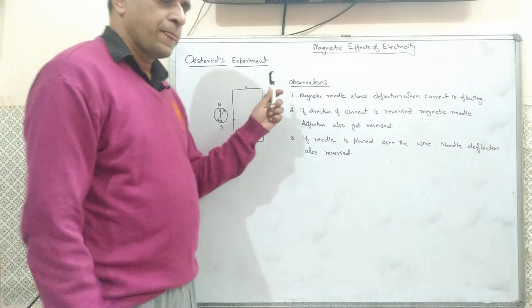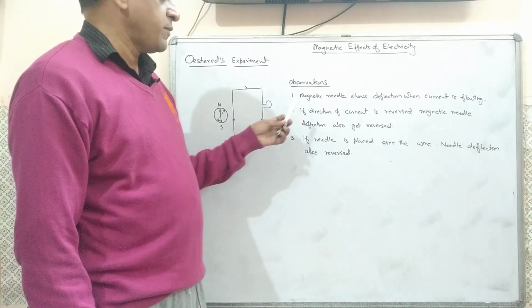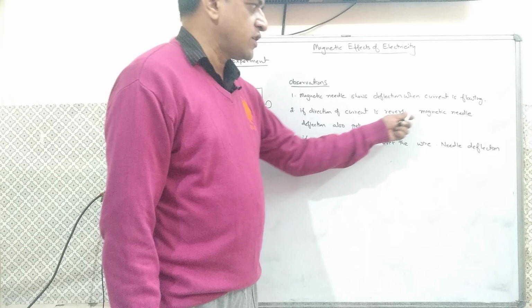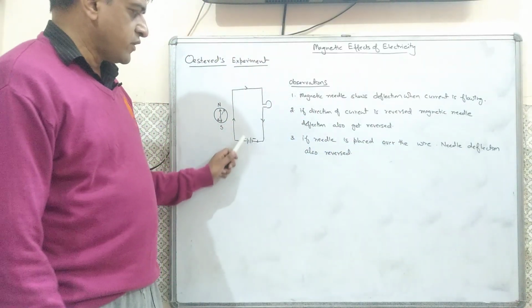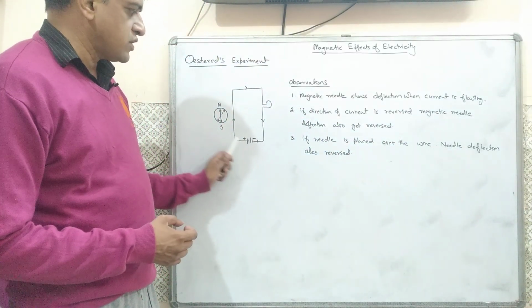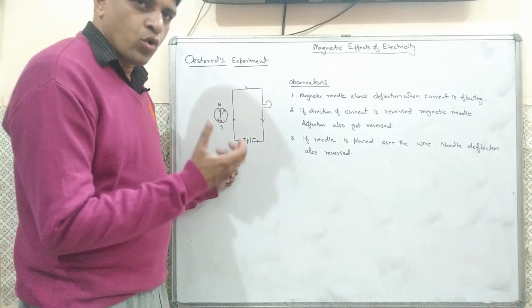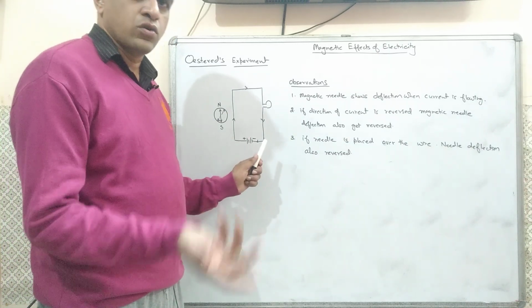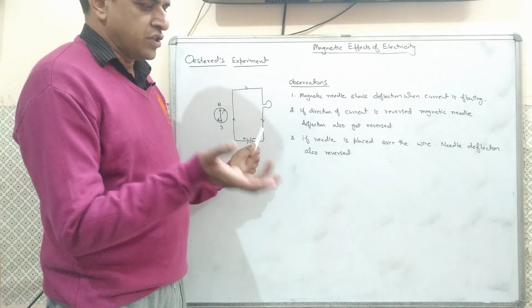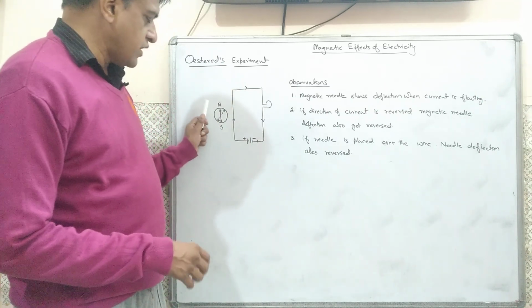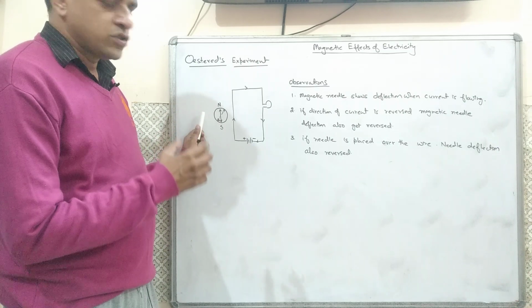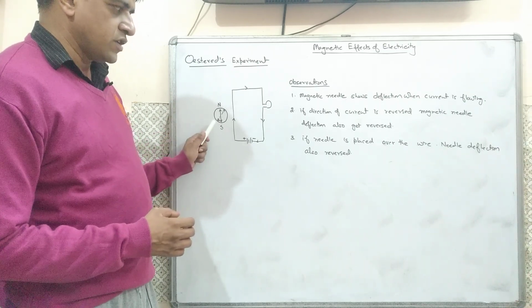First observation: according to the Oersted experiment, the magnetic needle shows deflection when the current is flowing. Whenever the circuit is closed, it shows deflection. If the circuit is open, the deflection changes back to the original north-south direction. As you know, the compass needle always shows the geographical north-south direction.